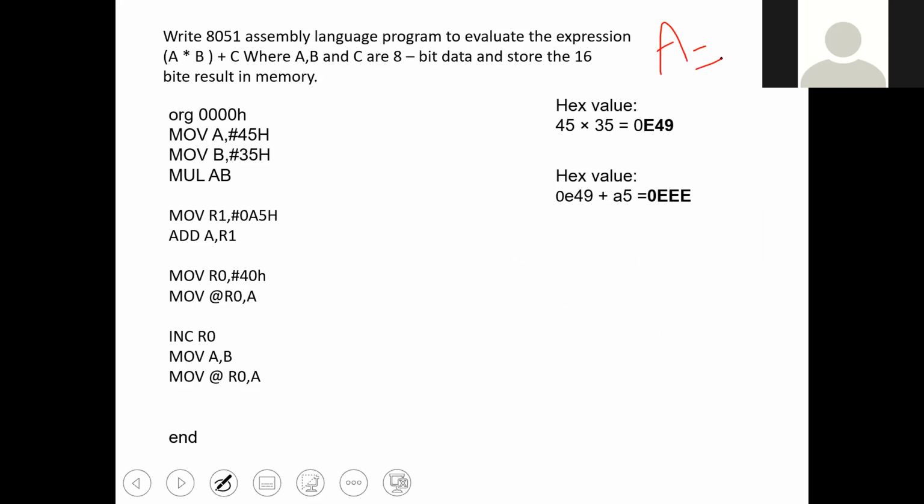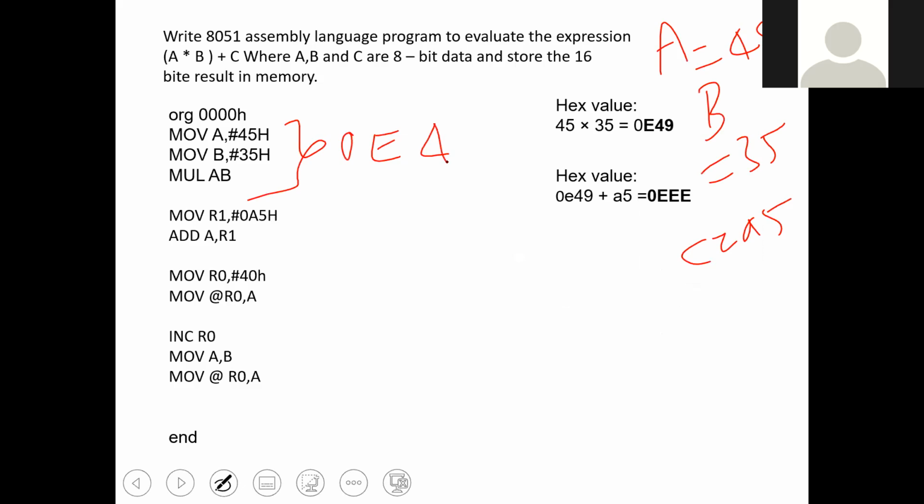My A is 45. My B is 35. My C value is A5. So what I do, I put 45, 35, MUL AB. What happened? After 45 into 35, what is the answer? 04E49. We all know the lower order byte will always be stored in the accumulator and the higher order byte will always be stored in the B register after multiplying 45 into 39.